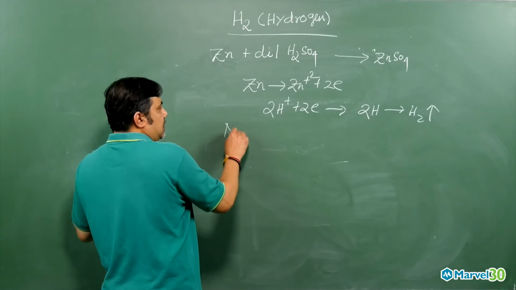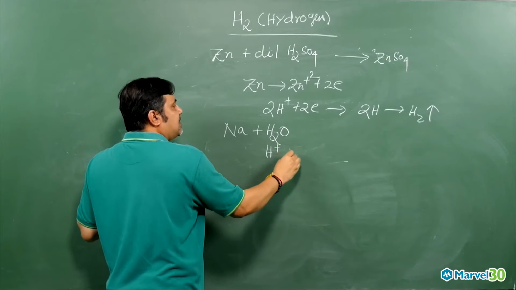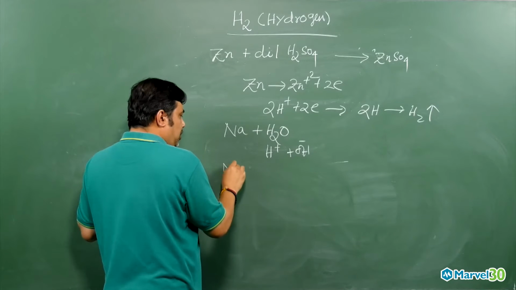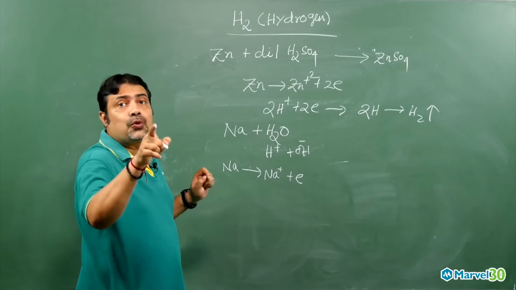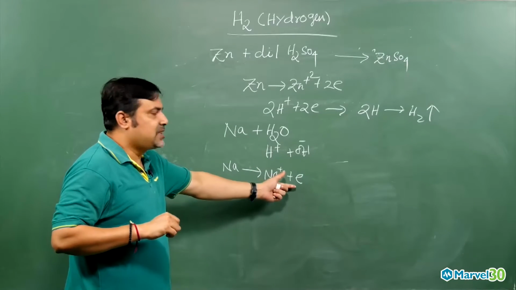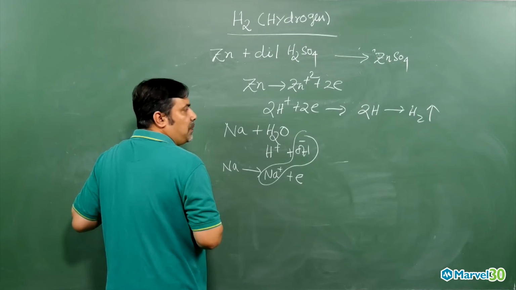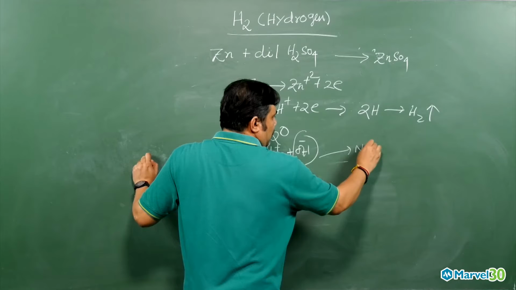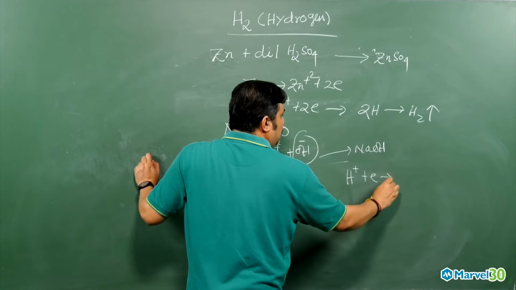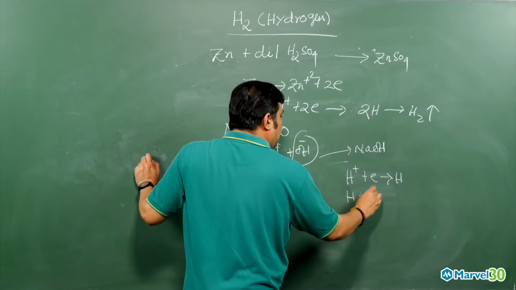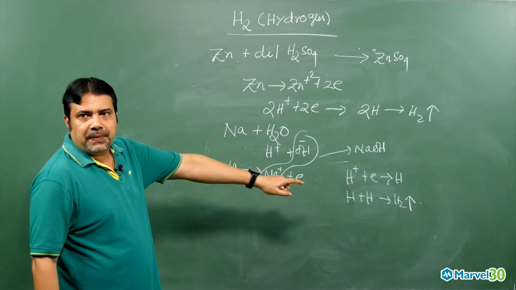Like sodium metal, if you treat it with water, water means what, my dear? H plus and OH minus. What will sodium do? Sodium will immediately lose the electron because the metal is highly electropositive in nature. Then Na plus and OH minus will combine and form NaOH, and this H plus will accept 1 electron and be converted to a hydrogen atom. 2 hydrogen atoms combine, and they form hydrogen gas. So, this way also we can prepare dihydrogen.